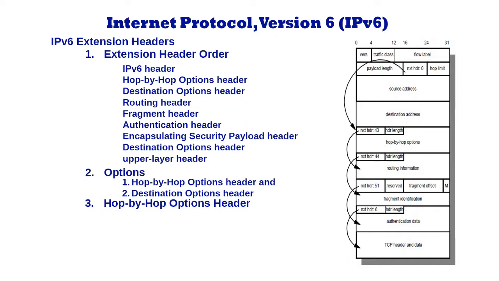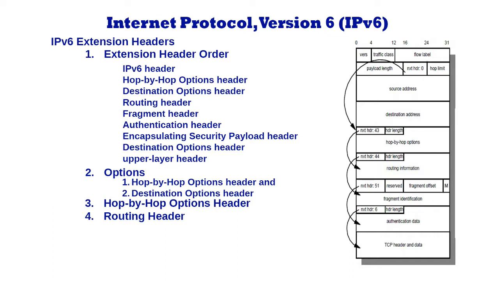Hop by hop options header. The hop by hop options header is used to carry optional information that must be examined by every node along a packet's delivery path. The hop by hop options header is identified by the next header value of 0 in the IPv6 header.